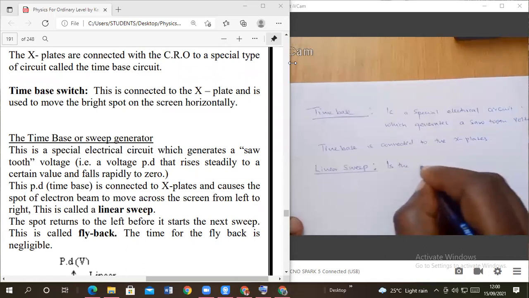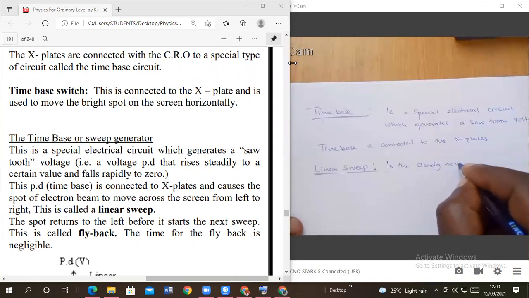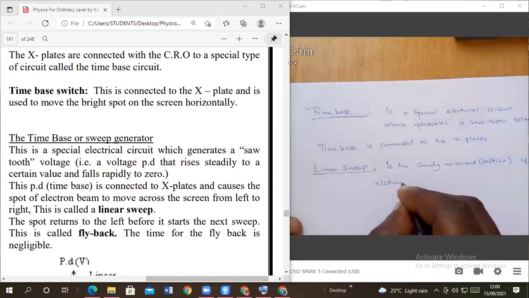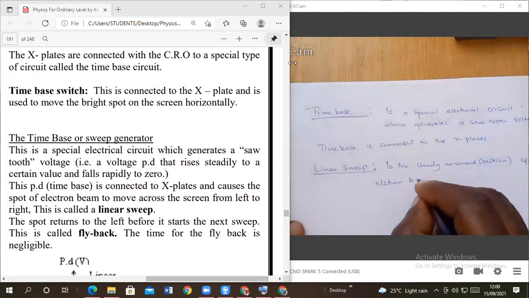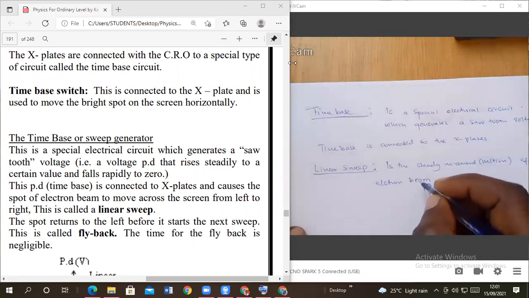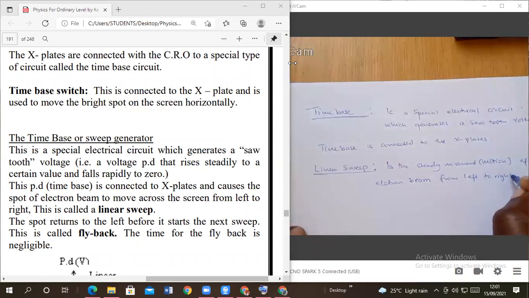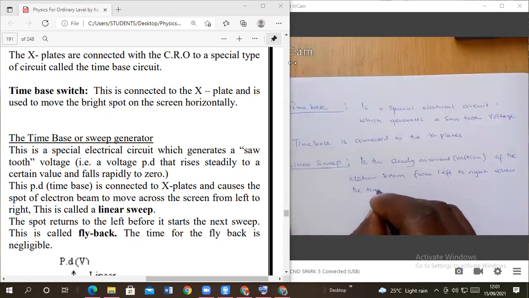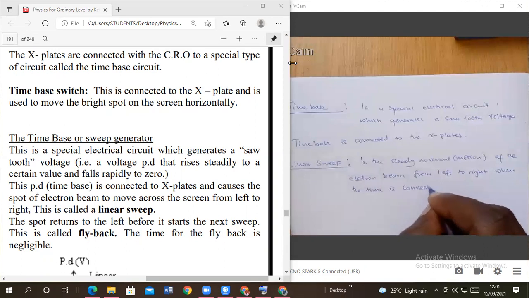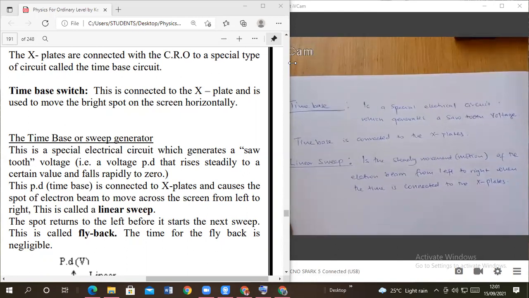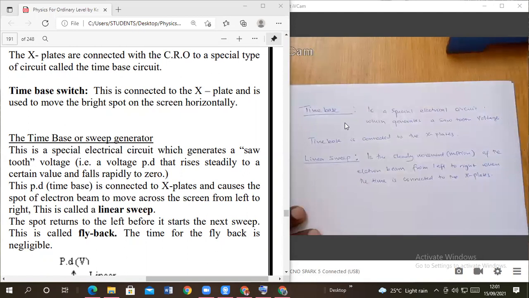It is the steady motion of the electron beam from left to right when the time base is connected to the X plates. That's linear sweep.